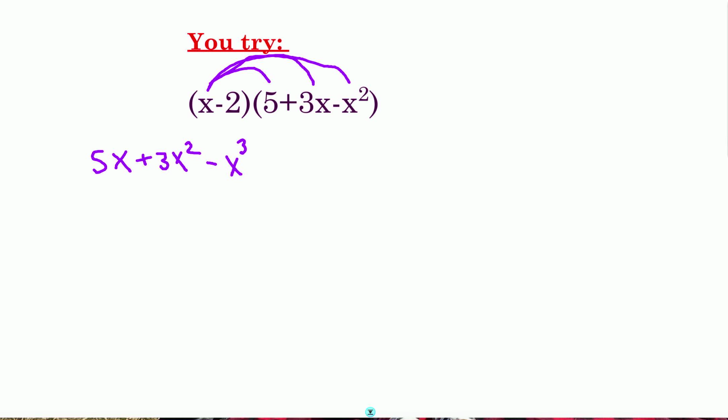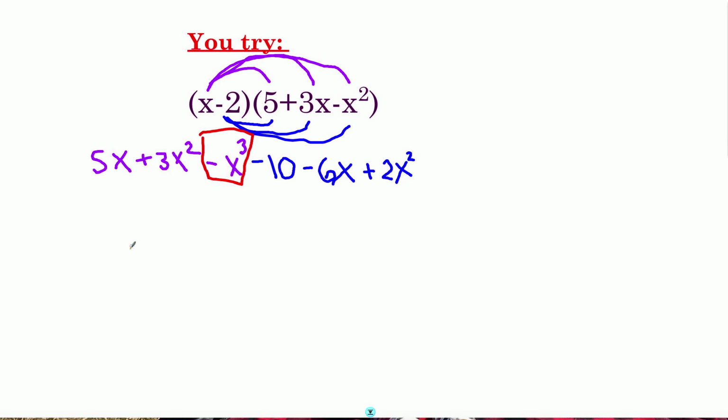Now to distribute the negative 2, so I get minus 10, minus 6x, and then plus 2x squared. You can pause it again if you need to. So now I'm going to combine like terms. I'll write my answer in standard form.